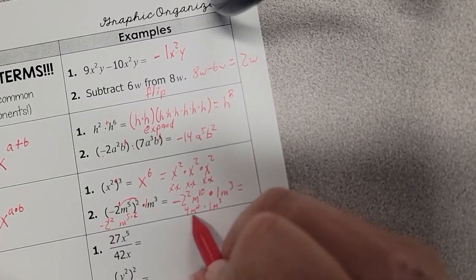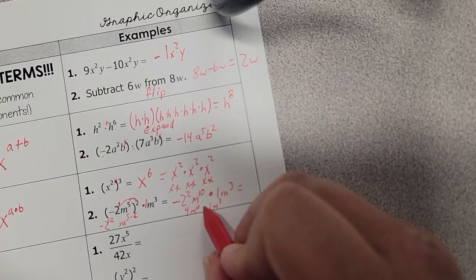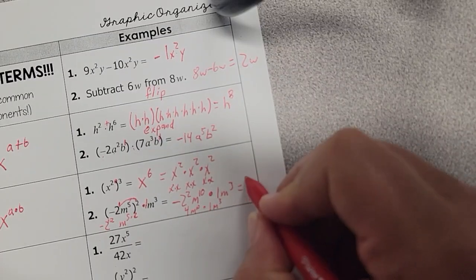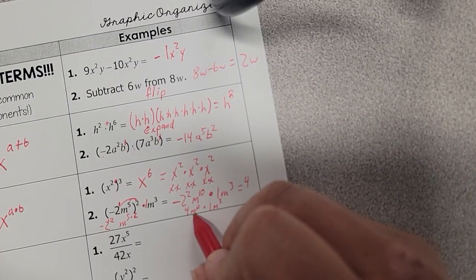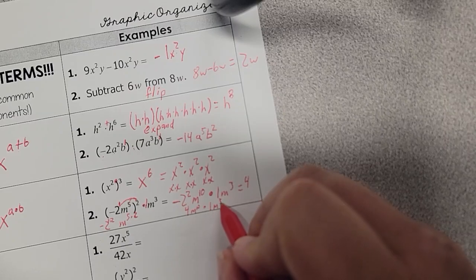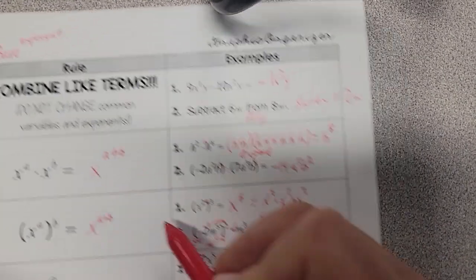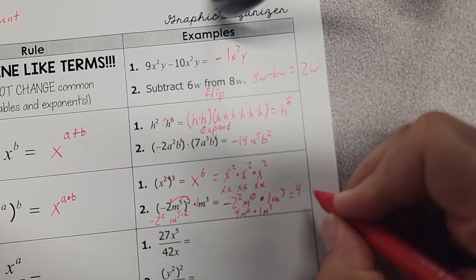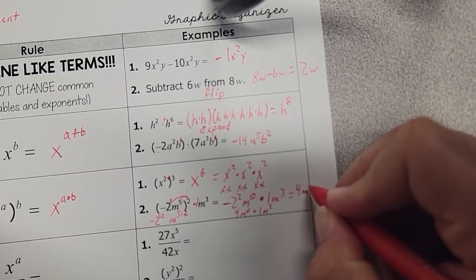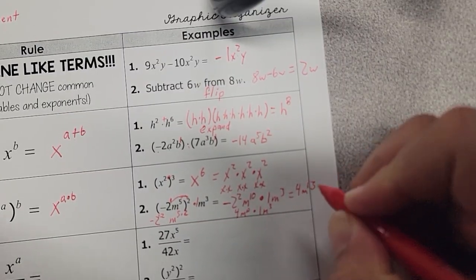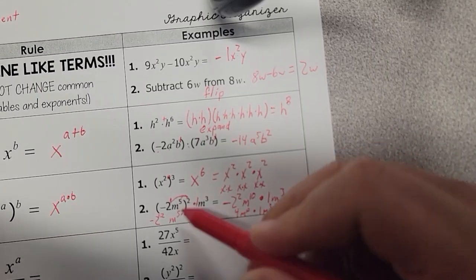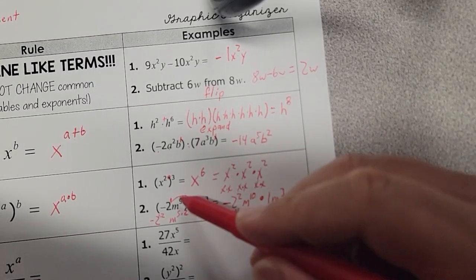And then right here, now I can multiply. What is 4 times 1? That's 4. And then I have m to the 10th and m to the 3rd. That's like this over here. So I'm going to add them. There's going to be m to the 13th power. All right, so you notice how they can get really complicated really easy.